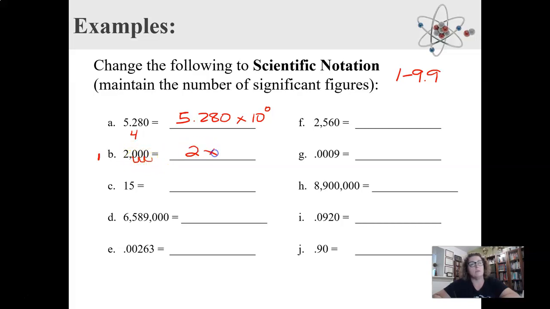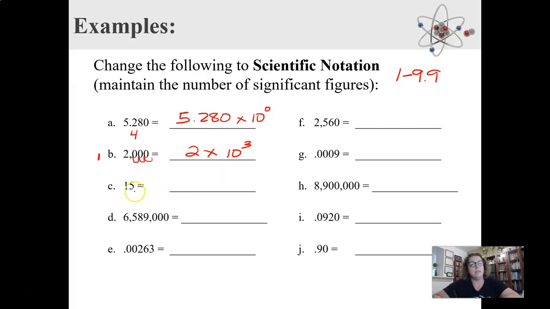So I got 2, times, I moved it 3 places. Now, because I moved it to the left, my exponent is positive, okay? And like I said, these zeros were not significant, so I'm not going to put those zeros with it. So 2 times 10 to the third.